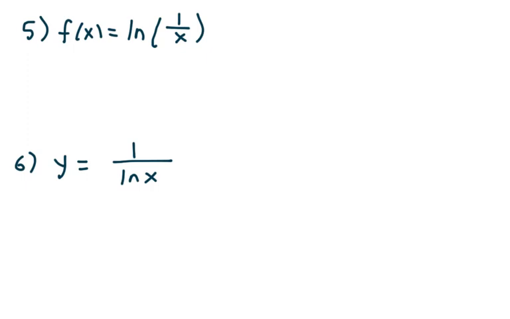Now, let's take a look at example 5. f of x is equal to natural log of 1 over x. So there's a couple ways we can approach this. I can rewrite natural log of 1 over x as natural log of x raised to the negative 1. Now, I can pull that negative 1 out in front of the natural log and write this as negative 1 times the natural log of x. So we're just simplifying that a little bit.